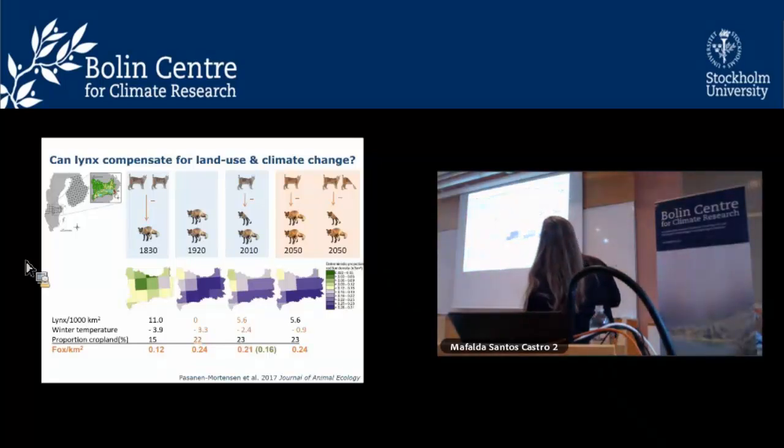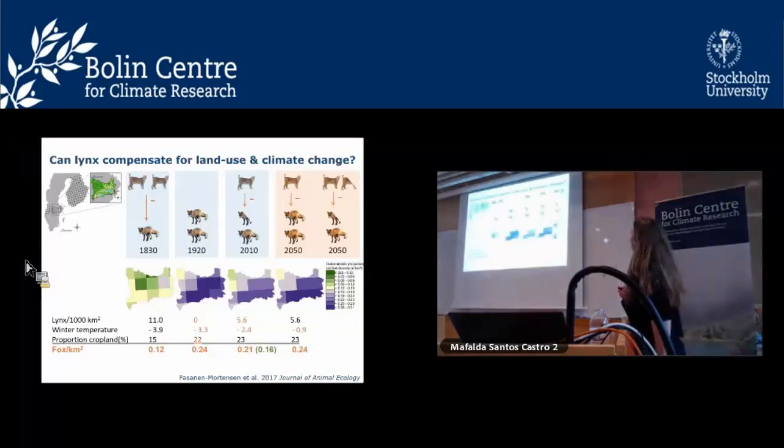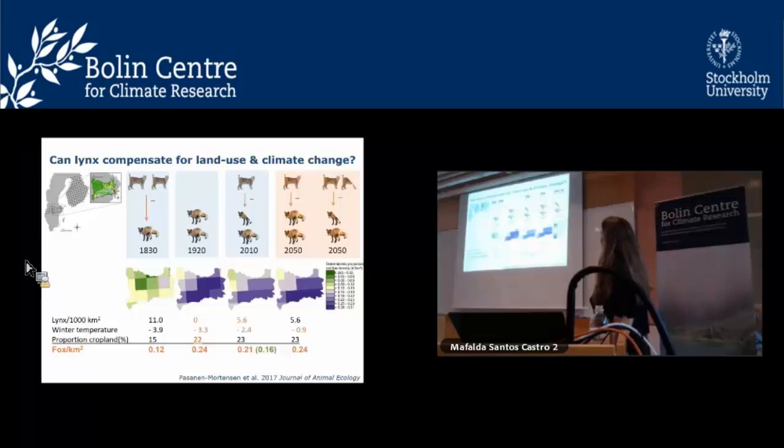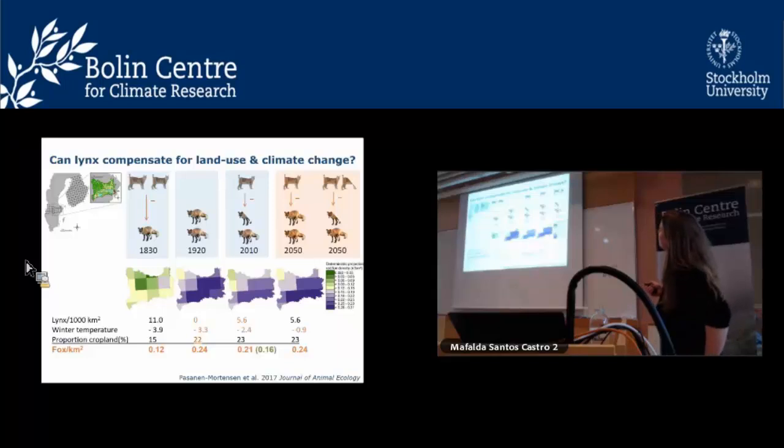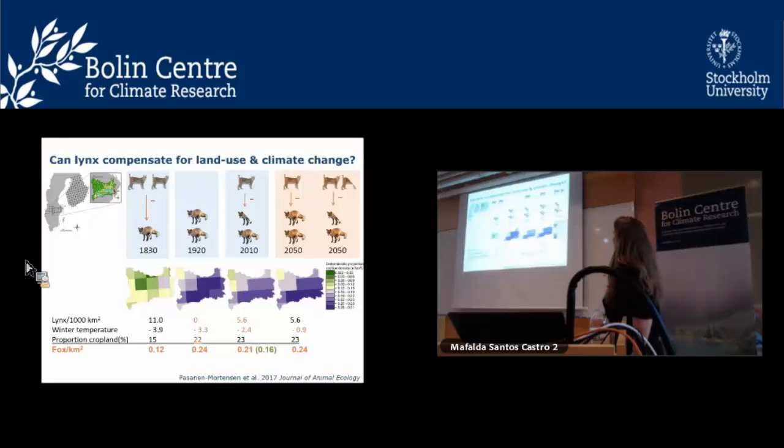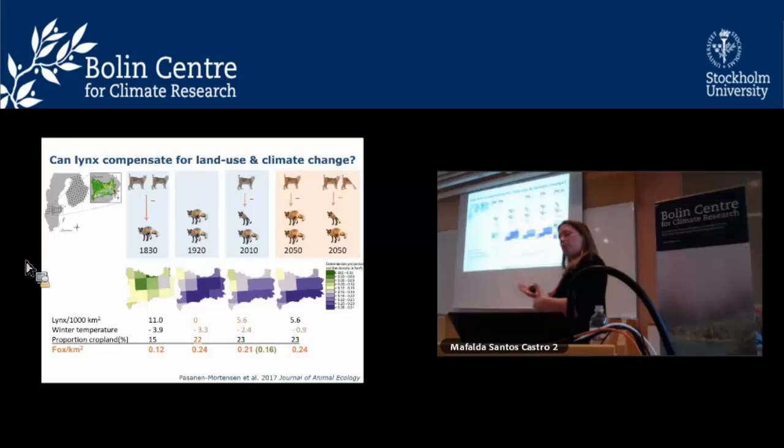If we go into the future, if we would like to keep red fox presence, or abundance, at this level, we would have to increase the number of lynx. If we don't, the red fox abundance will increase again back to about this level. And to stop that, we would have to increase lynx abundance by about 79%, which is quite substantial. So in that sense, it would be possible, but would it work from an animal perspective?